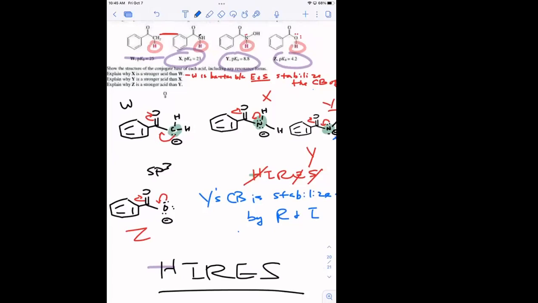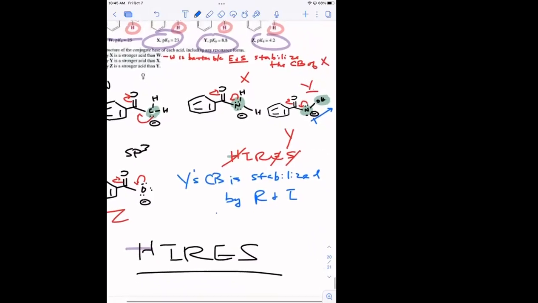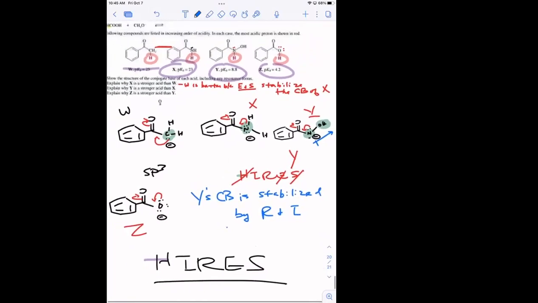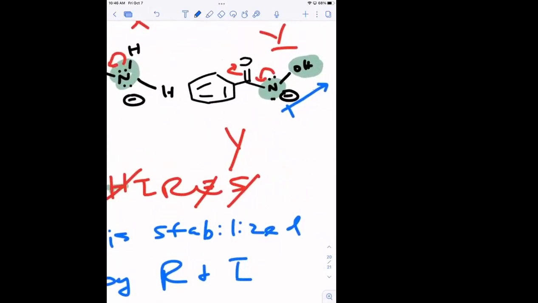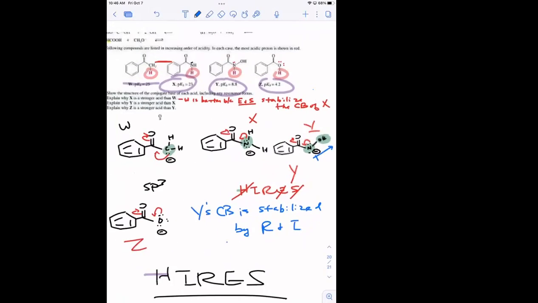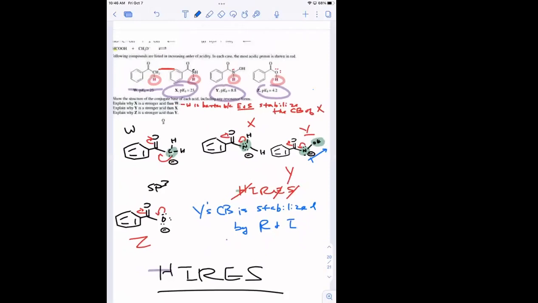At first glance, you would think that Y has more resonance to show you the Z, but it can only do the resonance that's shown over here, right? When you push the electrons into the carbonyl. But they can both do that. Now, here's the question. Yeah, they can both do resonance, Y and Z.